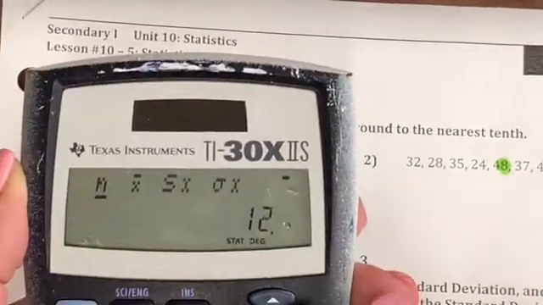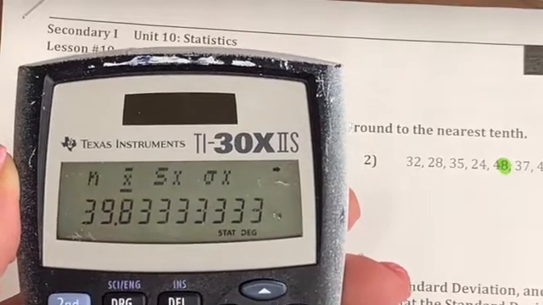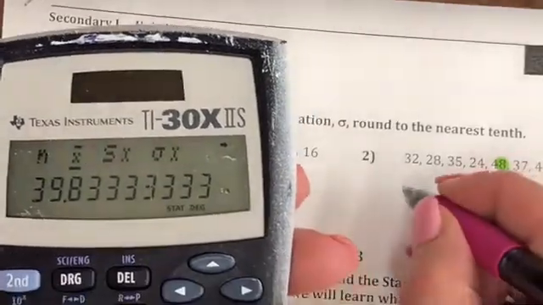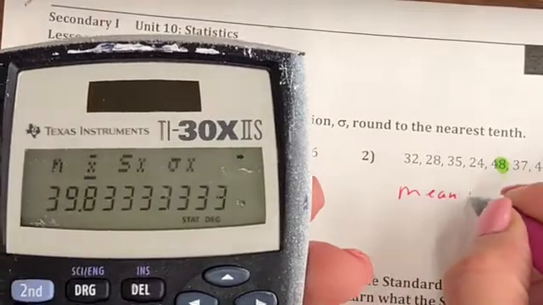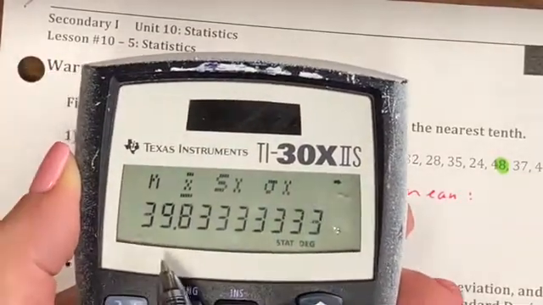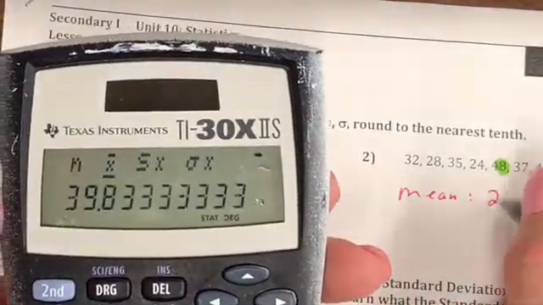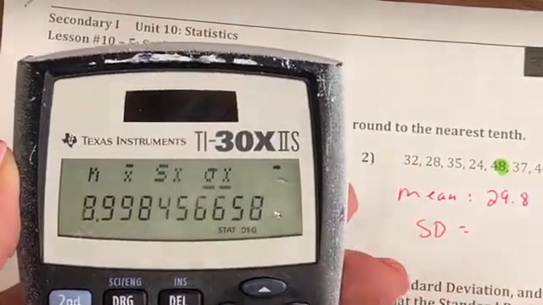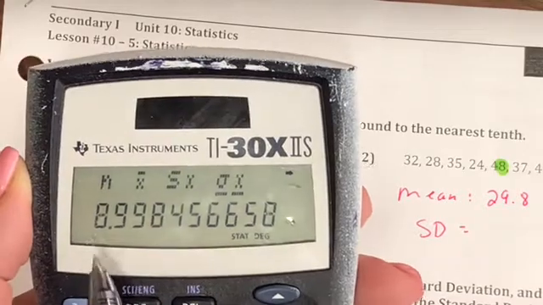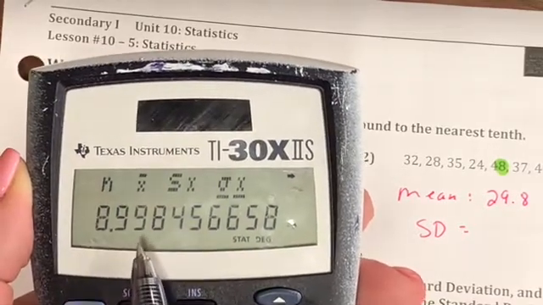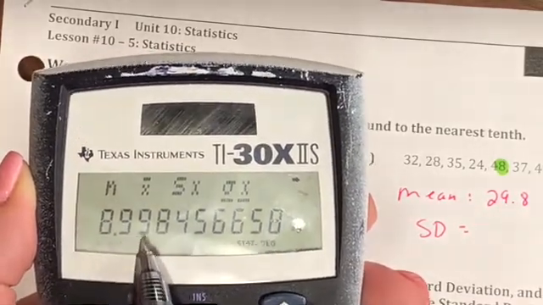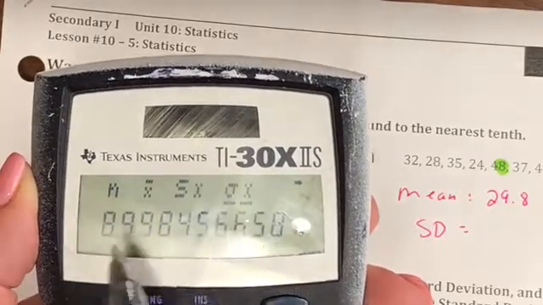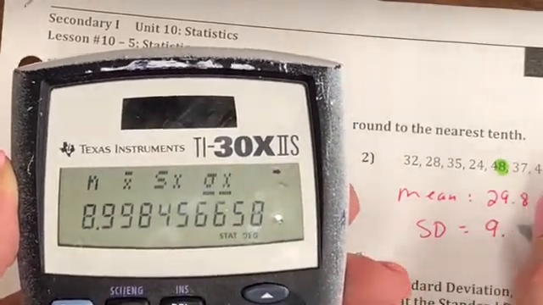I do. So my mean, which is the X bar, is going to be 39.8. Then my standard deviation, go over to my sigma, is going to be, now I have 8.998. I'm rounding to the nearest tenth. That 9 bumps us up to a 10, so it's actually just going to be 9.0.